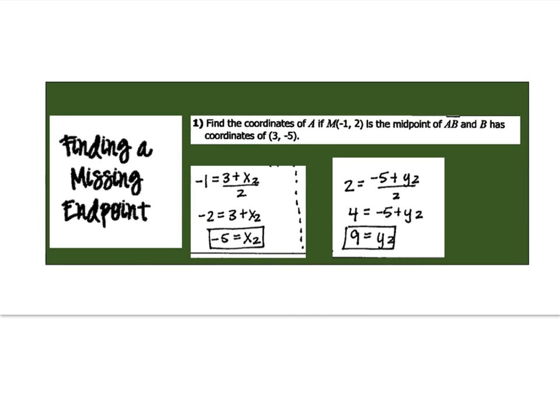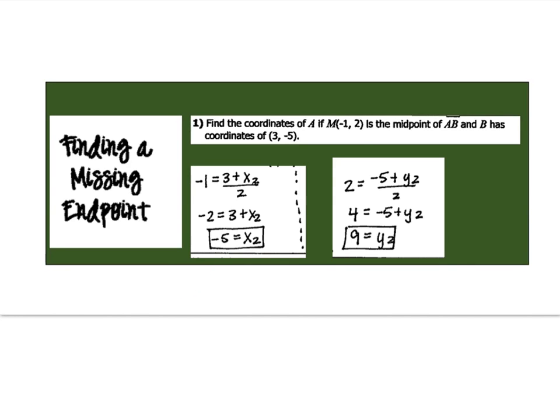So as you can see, what we did was we separated. Here is our x value for our midpoint. We wrote it. Here is our missing endpoint with the given endpoint divided by 2. So when we solve, we multiply both sides by 2, and then we subtract the other endpoint, and we get x is equal to negative 5.